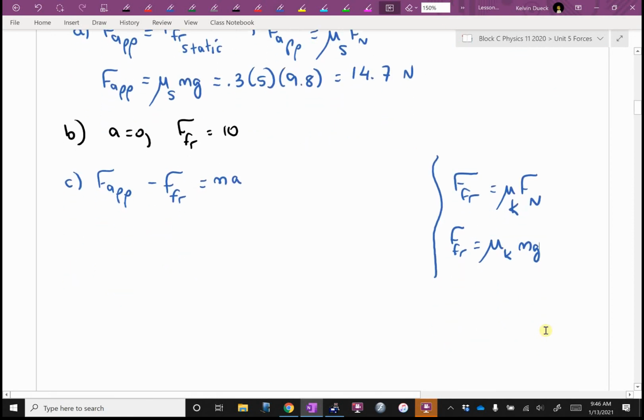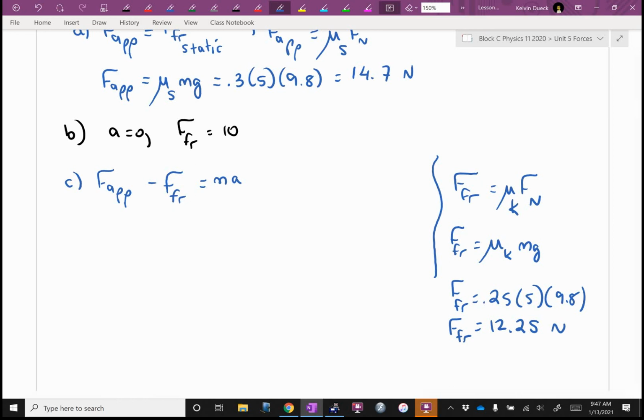When it was at rest, friction was 14.7 newtons. Once it's moving, it's going to be 0.25 times 5 times 9.8. I should be able to do that in my head. It's going to be 49 divided by 4. It's going to be 10 plus 9 divided by 4. 12.25? That's why once you get something moving, you don't have to push as hard to keep it moving. Kinetic friction is a little bit smaller than static friction.